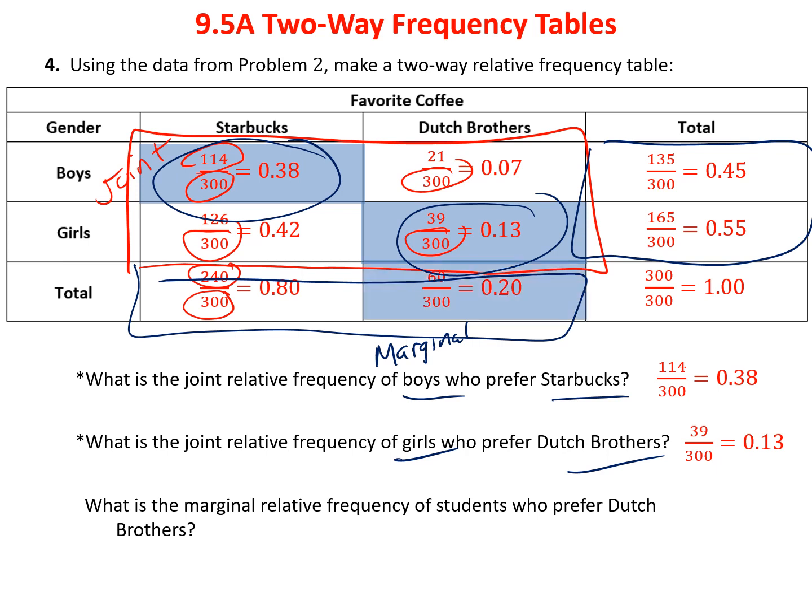And then the marginal relative frequency of students who prefer Dutch Brothers. That's going to be the total number of people who prefer Dutch Brothers as a percent of the total. So 60 out of 300, 20% or 20 hundredths.